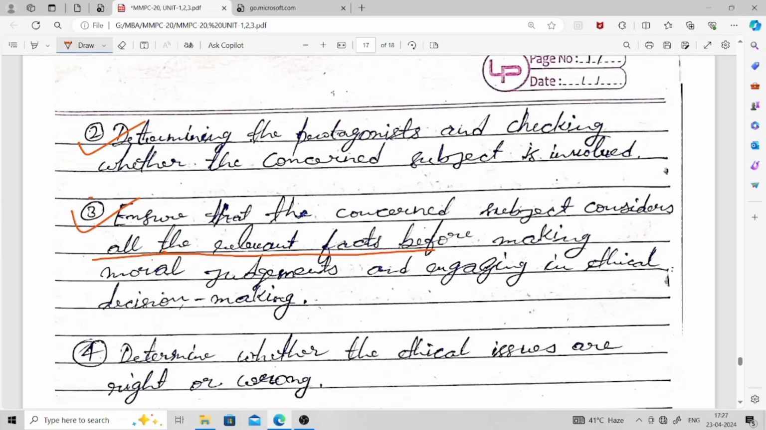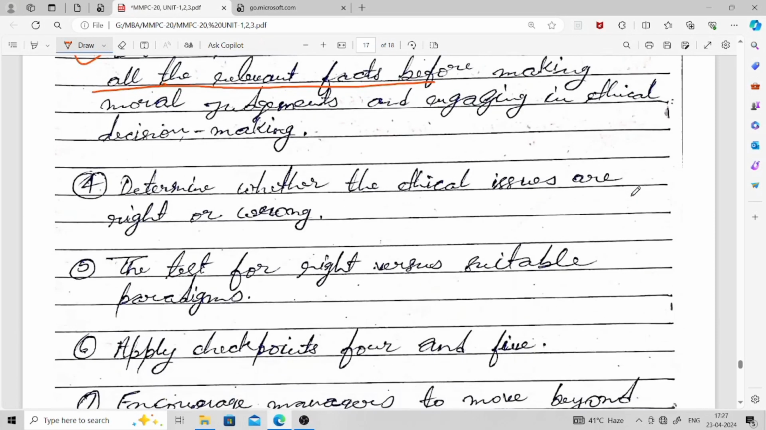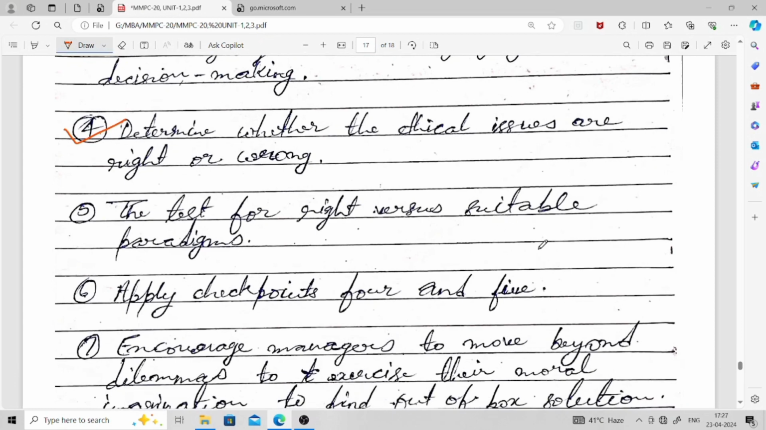Then the fourth given: determine whether the ethical issues are right or wrong. It means you have to consider whether the ethical issue is right or wrong. Then you have the test for right versus suitable paradigms. You have to test how the particular ethical dilemma is going to be, whether it is right or suitable. These paradigms you have to check.